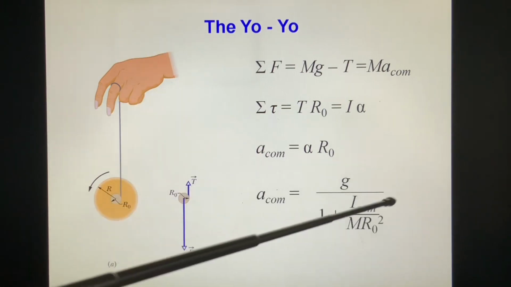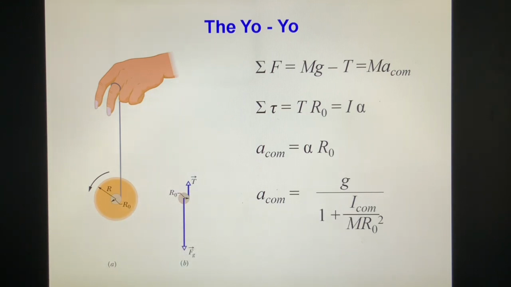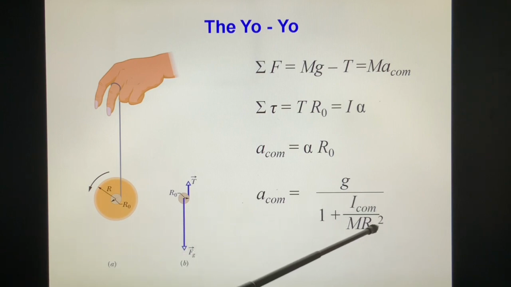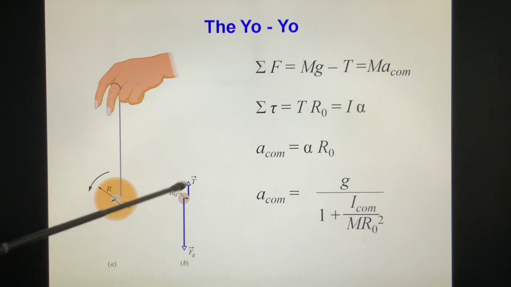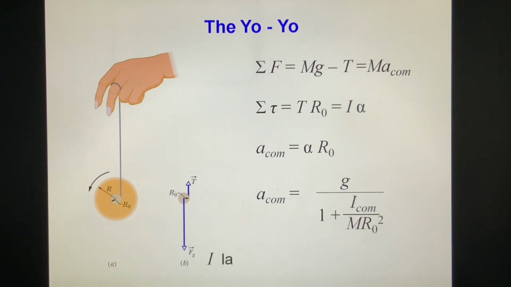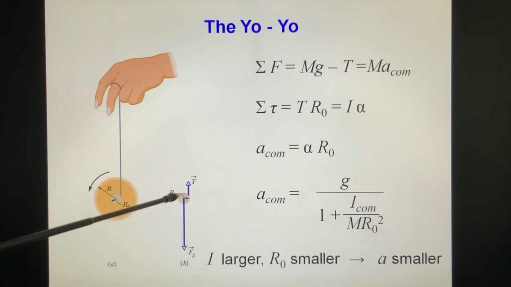Now, this a is similar to the a we had for rolling down the incline. You look at this one: when I_com is very large, the a_com is smaller. When R_0 is very small, this term is large, so the a is small. This is what we want. We want a very large I_com, with the big discs on both sides, and a very small radius R_0.